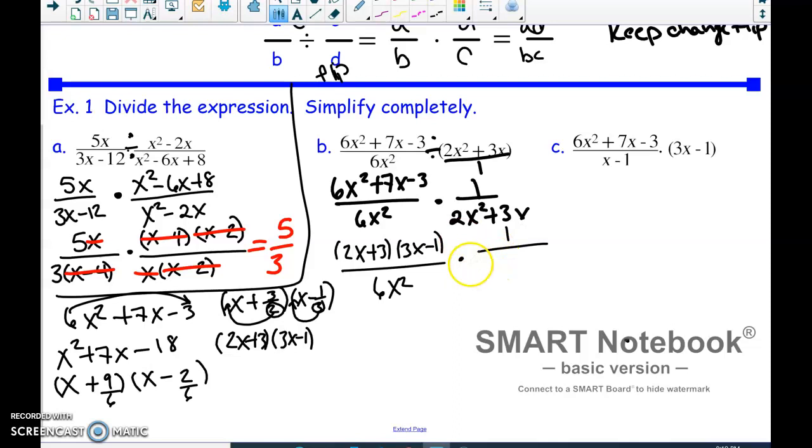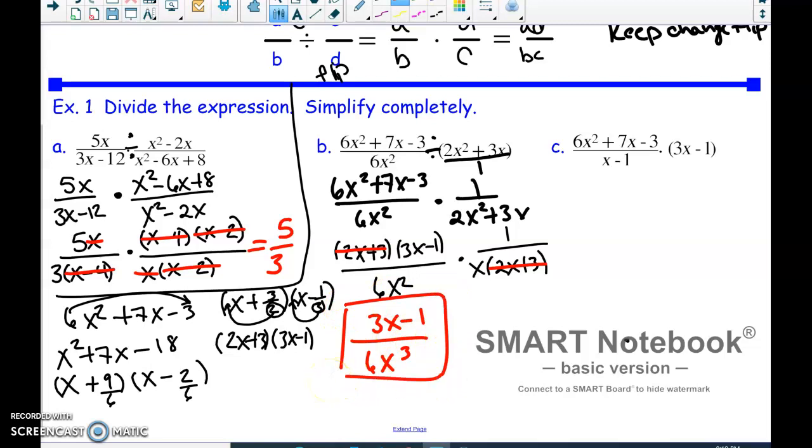And here I need to factor out an x. If I factor out an x, I'm left with 2x plus 3. Now we're going to cancel what we have in common. I have a 2x plus 3 in the numerator, a 2x plus 3 in the denominator, and that's it. So then I need to multiply 3x minus 1 times 1. It's just going to give me 3x minus 1 over 6x squared times x. It's going to give me 6x cubed. And that would be my final answer.